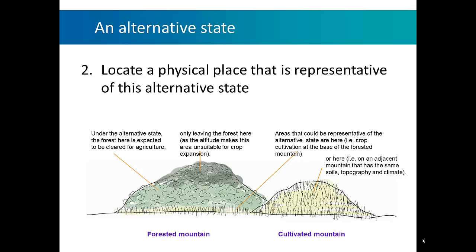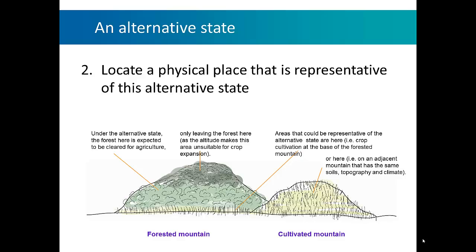So once you've decided what your actual alternative state would be, it's then necessary to locate a physical place where measurements can be taken that are representative of this alternative state. So this diagram here shows an example for a forested mountain where under the alternative state the forest on the lower slopes is expected to be cleared for agriculture, leaving the forest untouched at the peak.